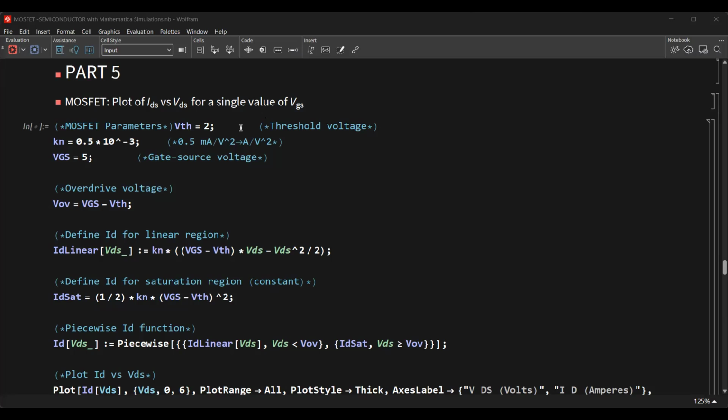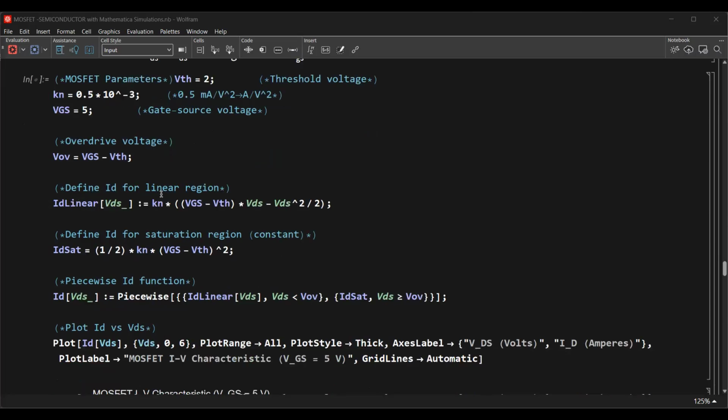So we have the MOSFET parameters here. The VTH, what we call the threshold voltage, is equal to 2. The electromobility Kn is 0.5 times 10 to the negative 3, and the unit here is ampere per volt squared. We have the VGS here, the gate source voltage, and we have the overdrive voltage, VGS minus VTH.